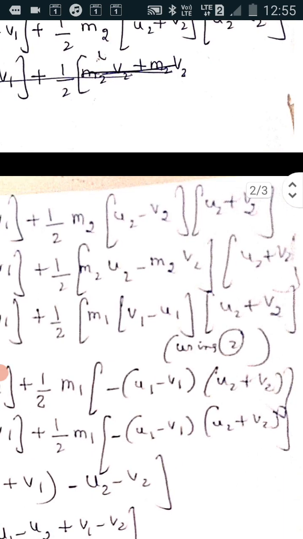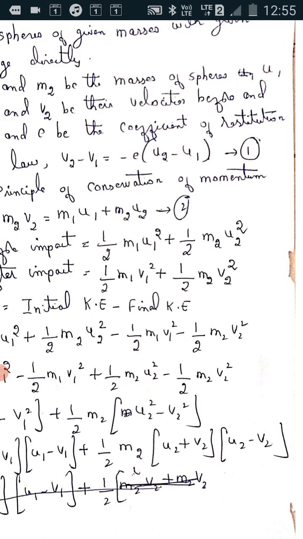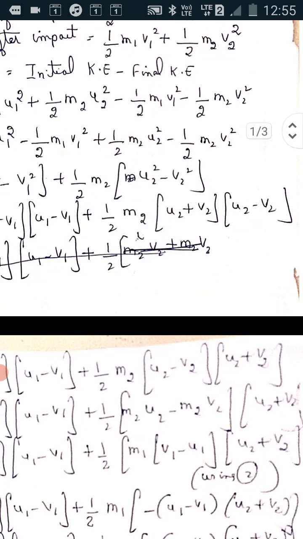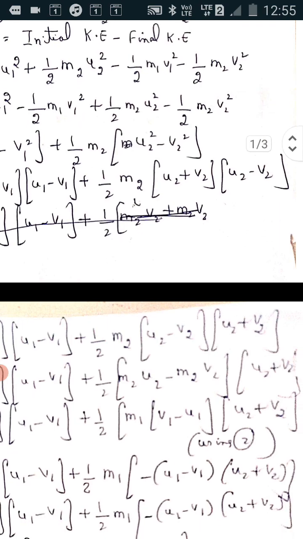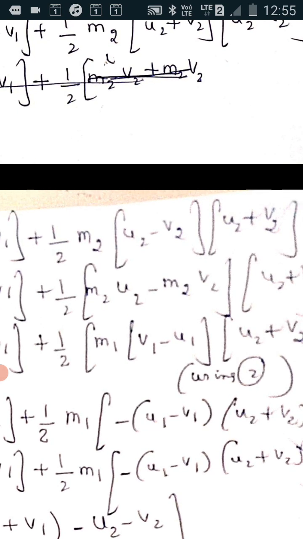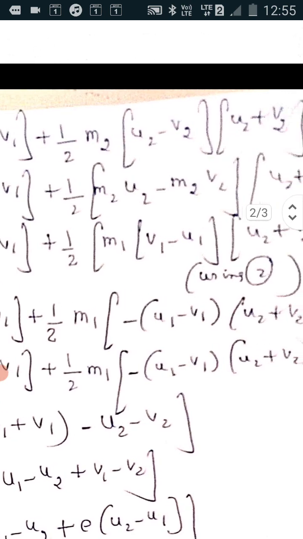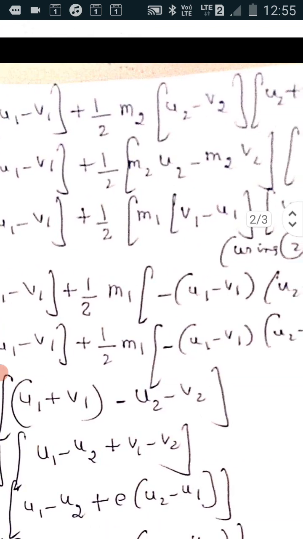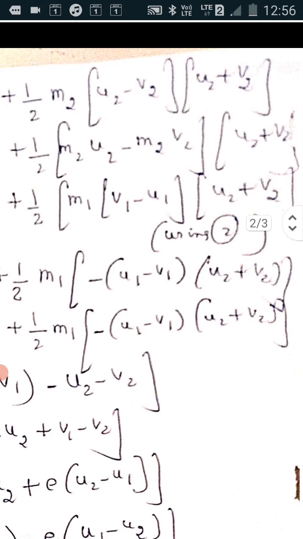But using the second result, we have m1 v1 plus m2 v2 equal to m1 u1 plus m2 u2. Applying that result, m2 u2 minus m2 v2 can be written as m1 into v1 minus u1. Again, in half m1 into v1 minus u1, we can take half m1 and the minus outside, so inside we get u1 minus v1.